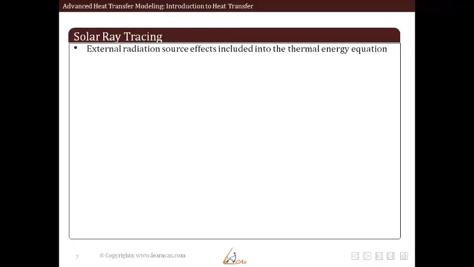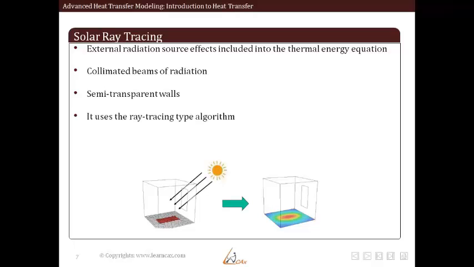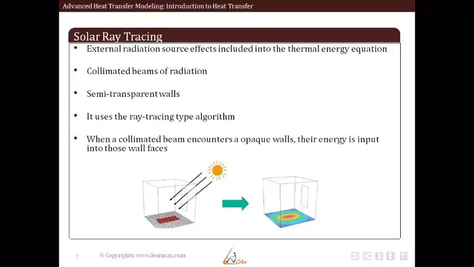Now we will have an introduction to the solar ray tracing model. External radiation source effects are included in the thermal energy equation in the solar ray tracing model. Collimated beams of radiation are considered, along with semi-transparent walls, and depending upon the transparency of the wall, this ray tracing algorithm is used to know where the solar rays will be incident, and that much amount of heat is put into those incident cells. When these collimated beams encounter an opaque wall, their energy is input into those wall faces. So this is what basically happens.